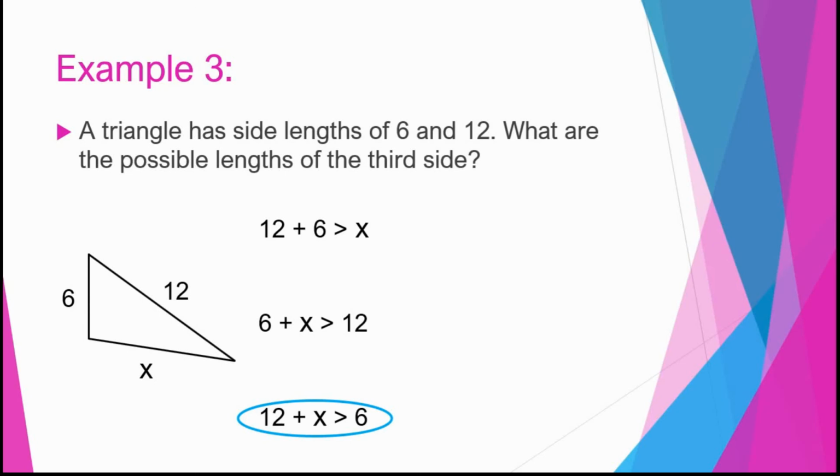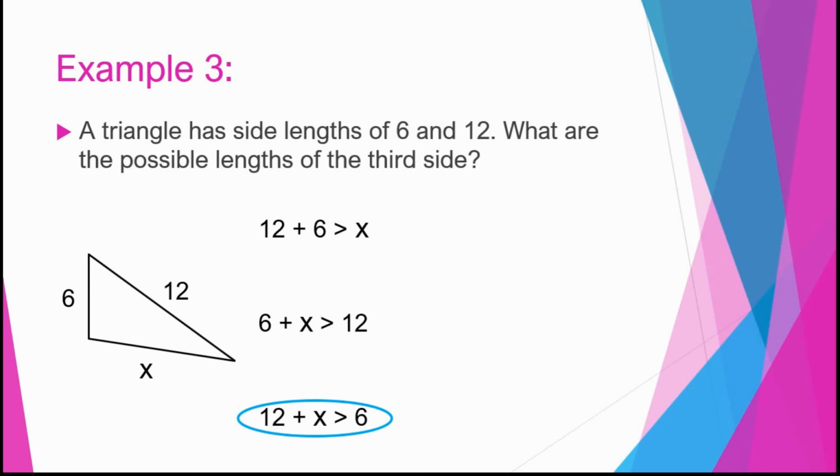Now, 12 is already greater than 6 on its own. And we know that a side length of a triangle cannot be a negative number. So no matter what the length that x is going to be, this one is already going to be true since we can't have a negative. So 12 plus any positive number is automatically going to be greater than 6. So we're going to kind of focus on those other two to help us figure out the limitations for x so that we can see how small it can possibly be and how large it can possibly be.